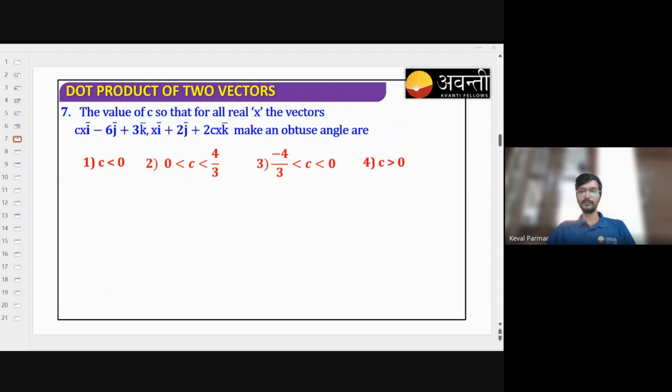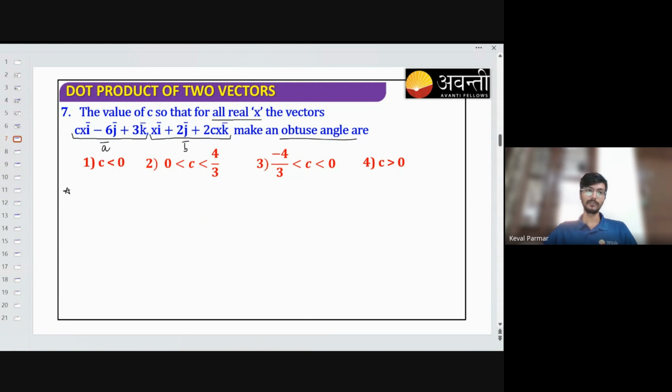Okay, again a good question it is. This question, let me tell you, is based on your vector and your quadratic equation, guys. So let's read the question again. It is again JEE. The value of C, so that for all real X, make an obtuse angle. So let this vector be A vector and this vector be B vector. What are they making? An obtuse angle.